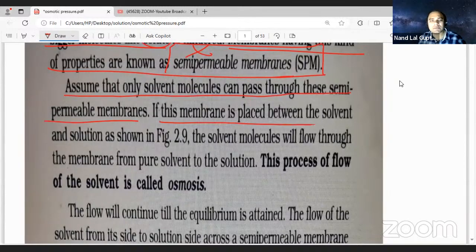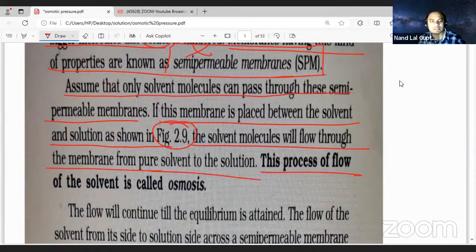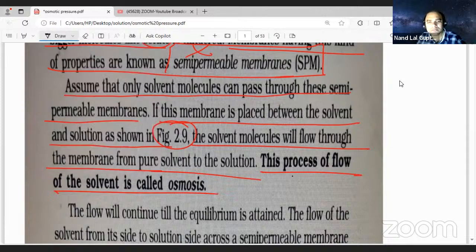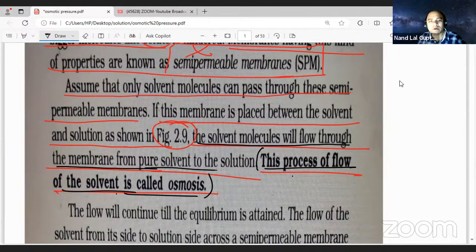If a membrane is placed between the solvent and solution, as shown in figure 2.9, the solvent molecules will flow through the membrane from pure solvent to the solution. This process is called osmosis. That is a point you need to know, students. The solvent molecules flow through the semi-permeable membrane from pure solvent to solution. This is called osmosis.